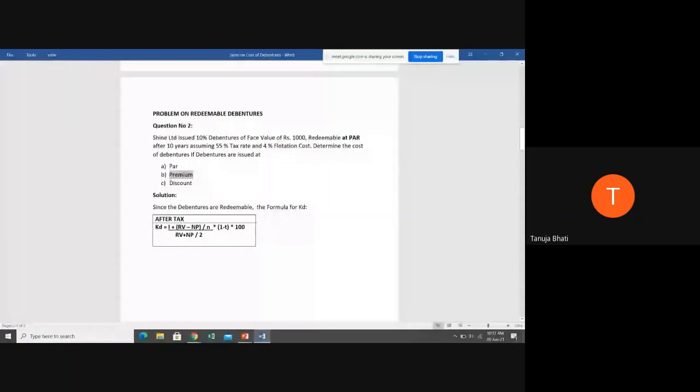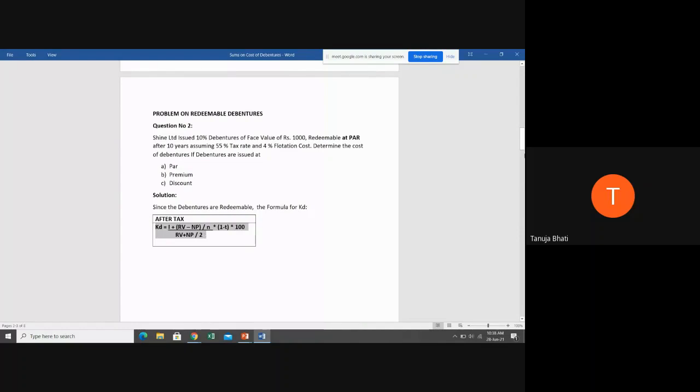Very good. Similarly, discount: face value of debenture minus discount minus expenses on issue. Very good. Okay, so we know what is I, we know what is RV, we would know what is NP. Can anyone tell me what is N? 10 years. Very good. Can anyone tell me what is T? 55%. Very good. So we have identified all the particular figures in the terms of the formula.